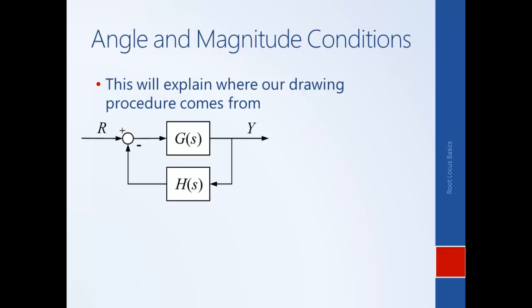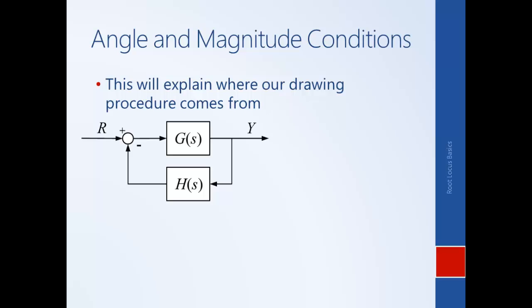And so the idea is that we can draw the location of all the possible closed loop poles for a given system, a negative feedback system, as we vary some parameter, which will normally be something like a proportional gain in our controller. And we're going to derive this procedure from the open loop transfer function.